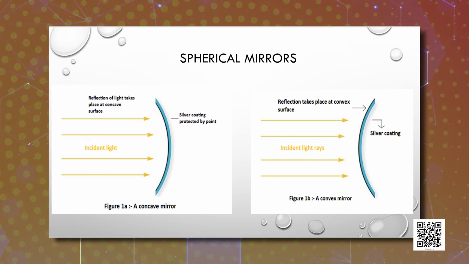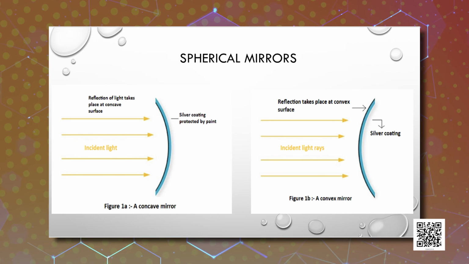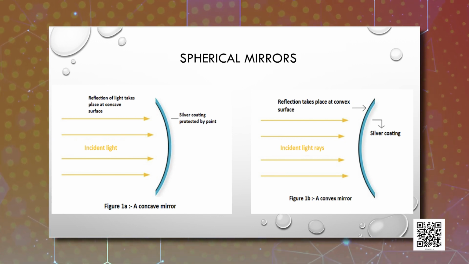Spherical mirrors are known to be so because they can be imagined to be formed by cutting a section of a sphere silvered on one side. Before we learn further about the spherical mirrors, we need to recognize and understand the meaning of a few terms. These terms are commonly used in discussions about the spherical mirrors.